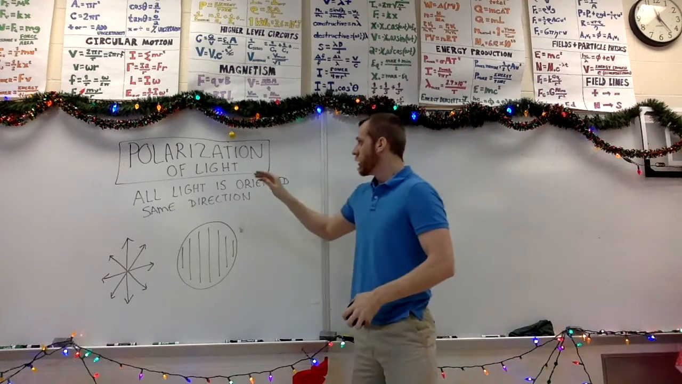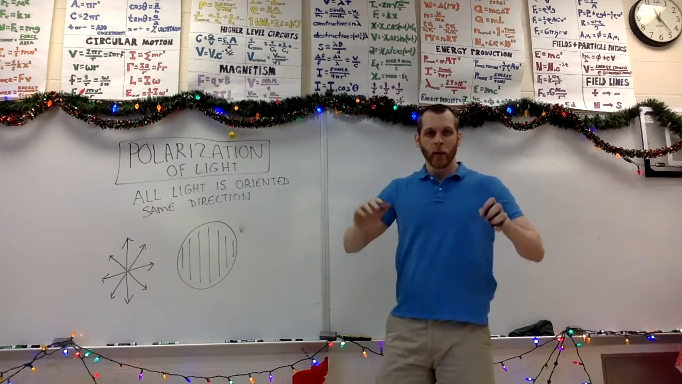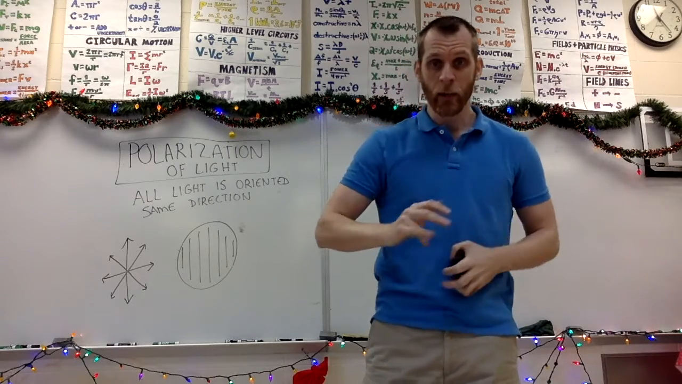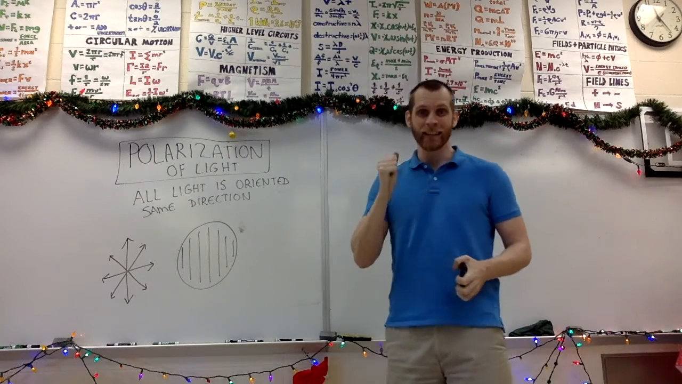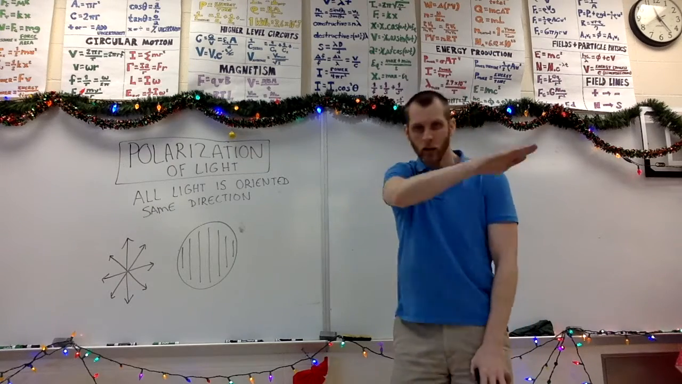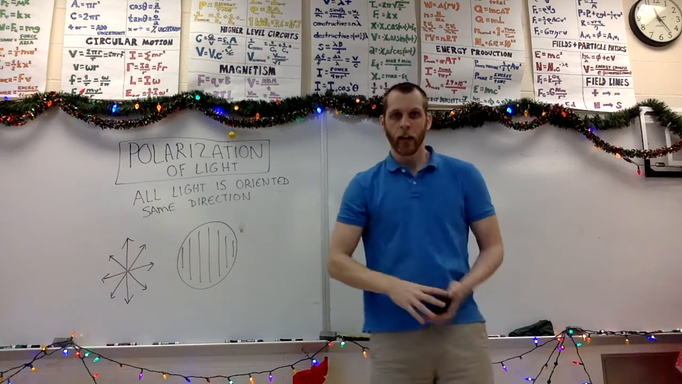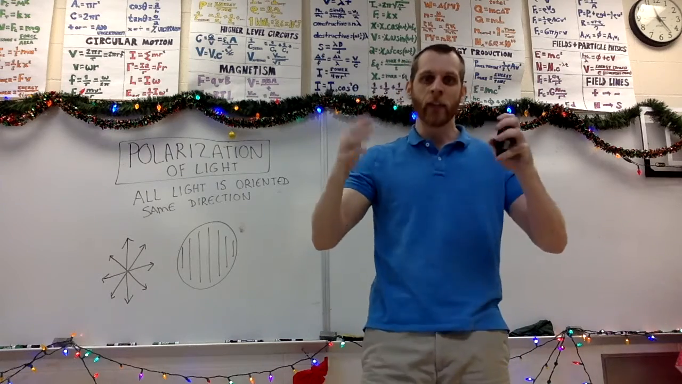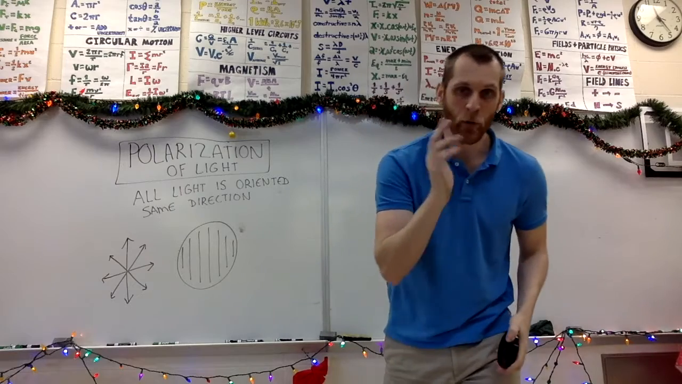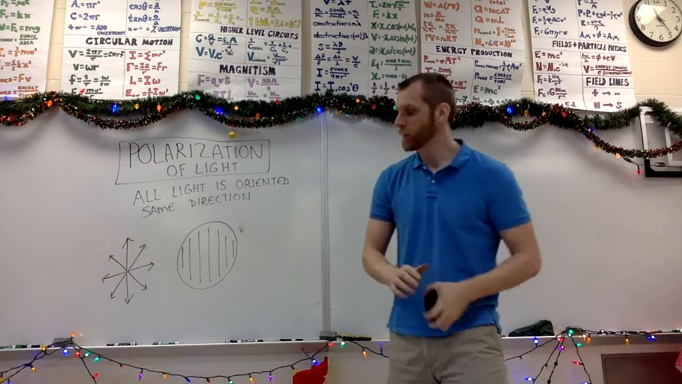So when light is polarized, basically that means that all of the light that gets to a location is all oscillating the same direction. Meaning it's all up and down, or it's all horizontal, or all diagonal. It doesn't matter. All the light waves that get to you that are being observed are in the same direction. So here's what that means.